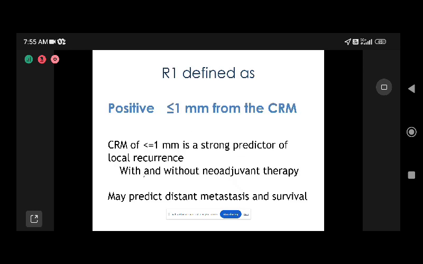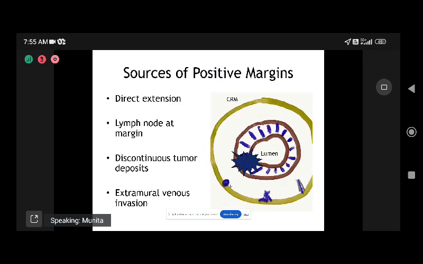And on microscopy, what is called a positive margin is the one where the tumor is within 1 millimeter of the circumferential resection margin. Tumor in any form present within 1 millimeter of the circumferential resection margin is called a positive margin. So this is a strong predictor of local recurrence with or without neoadjuvant therapy, and also may predict distant metastasis and overall survival. Now, what causes these?